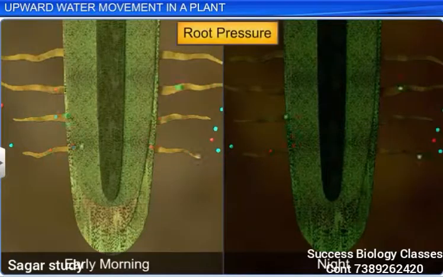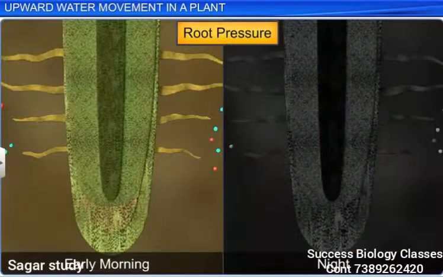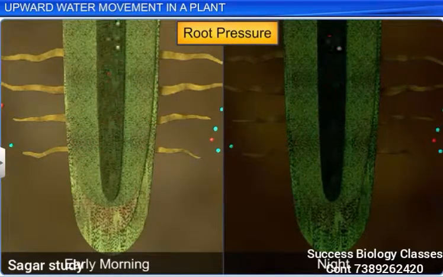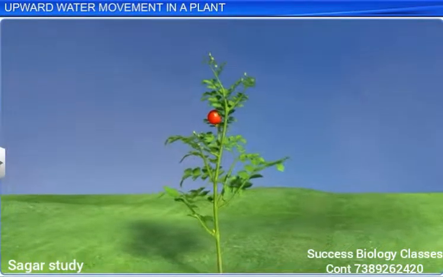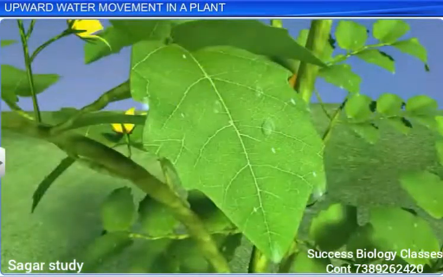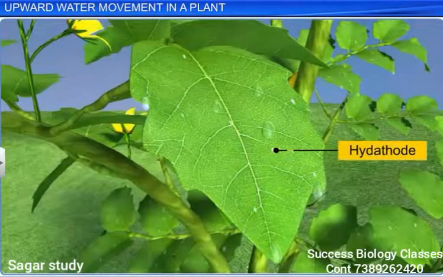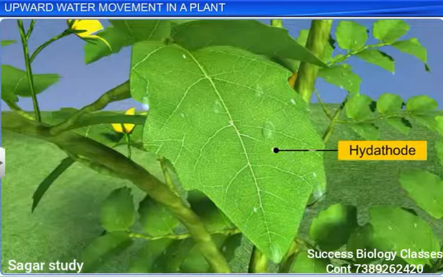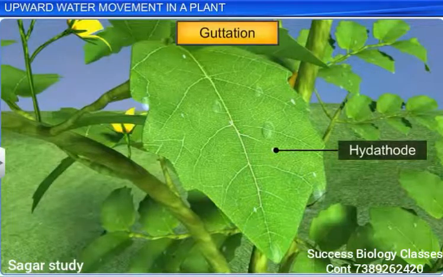The impact of root pressure is best witnessed during the night and early in the morning when evaporation is slow. At this time, the excess water collects as droplets around the special openings of veins called hydathodes near the tip of grass blades. This water loss in its liquid form is called guttation.